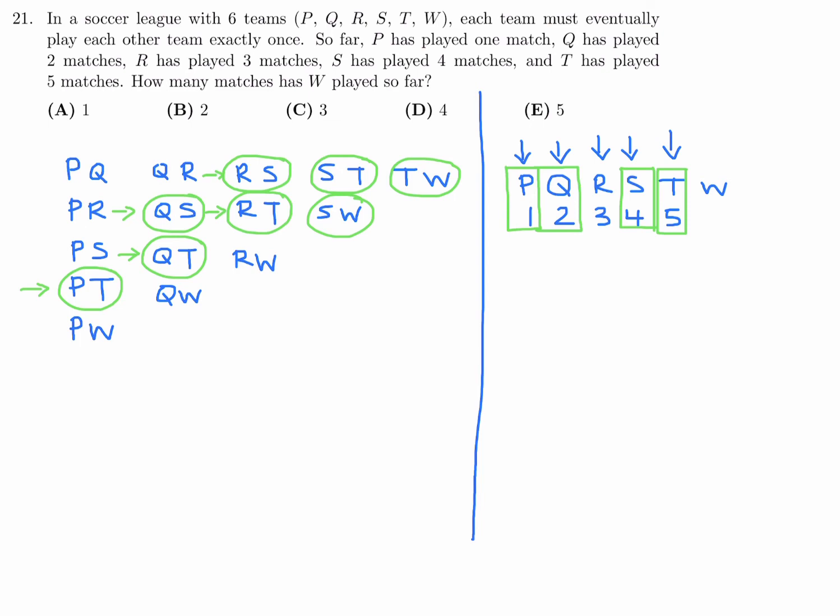Well, it can't be against P. It can't be this one. Why? Because P only plays 1 game. And it can't be this one because Q only plays 2 games. So it must be this one. And there you go. Now we've circled all the games that have been played. And based on that, we can figure out how many games W played. Well, let's see. Where's the W? Here's 1 W, here's 2 W's, and here's 3. So of the games that have been played, W appears 3 times, so W played 3 games. So number 21, the answer is C.